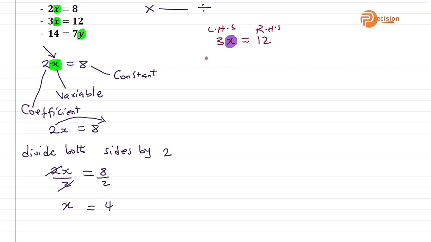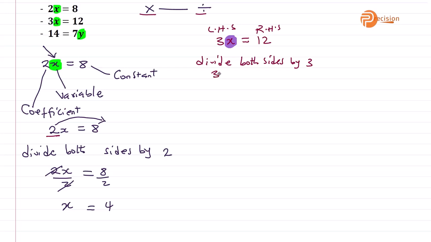Because they are together, it simply means they are multiplying. So we have to divide. We divide both sides by the coefficient. So divide both sides by 3. 3 is the coefficient. Remember here, 2 was the coefficient. So based on what the coefficient is, that's what you have to do. So if the coefficient is 5, you divide by 5. If it is 2, divide by 2. If it is 3, divide by 3.